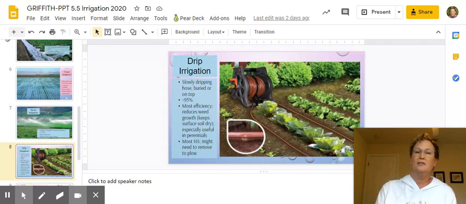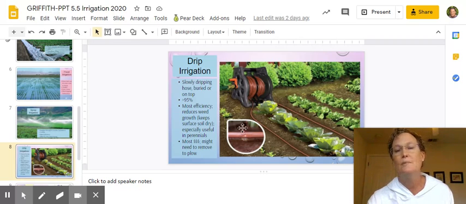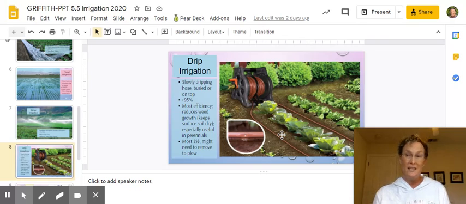Then drip irrigation, slow dripped hose are buried on top. So you can see here that there's like a little tiny drip coming out of the water. So this is 95% efficient. It is the most efficient way to water plants. It reduces weed growth, keeps the surface soil dry, and is especially useful with perennials.